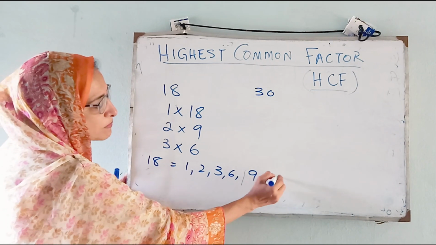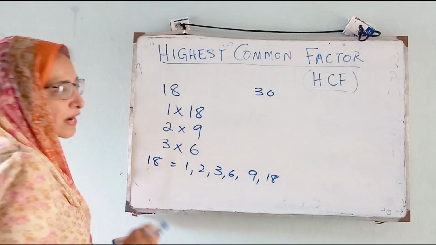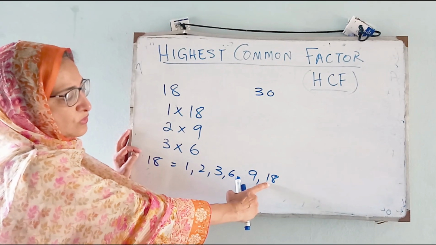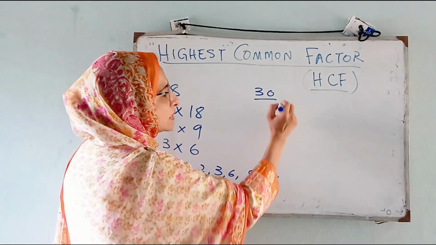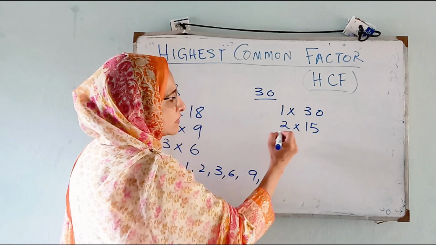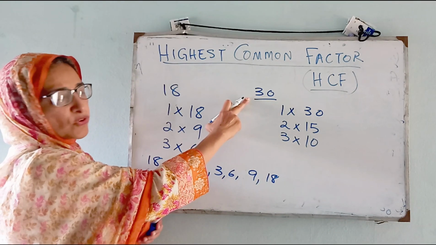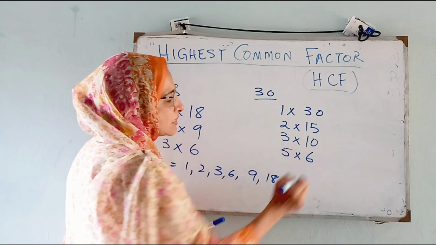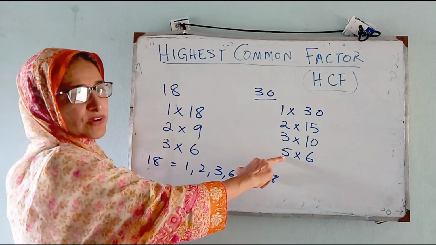It's better to write them in a sequence, right? We are going in ascending order, starting with a smaller number and moving towards our highest number. Now what about the factors of 30? 1 30s are 30, 2 15s are 30, 3 10s are 30. We cannot divide 30 completely by 4, but we can completely divide 30 by 5. 5 6s are 30.